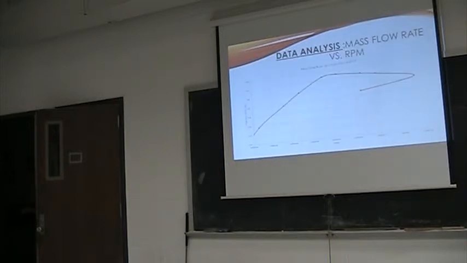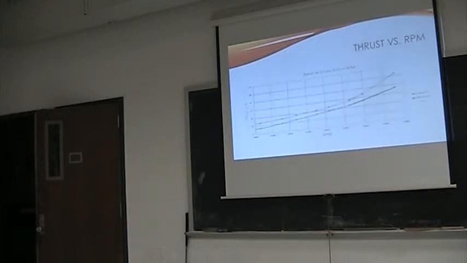So here we have some data. You can see mass flow rate increases as RPM increases. I have this weird data point right here, and we'll see that later on. I don't know if it's an outlier or what it is exactly, but anyways. The next is thrust as a function of RPM.